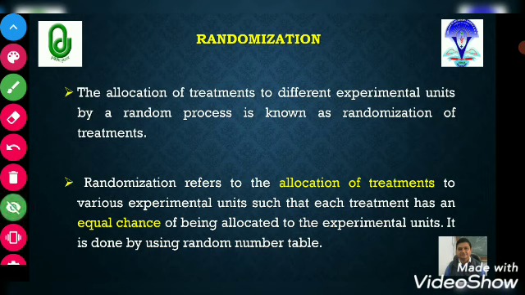The next principle is randomization. What is randomization? Randomization of what? Randomization in allocation of treatment. So the main thing is treatment. In an experiment you are seeing the effect of treatment. So how are these treatments allocated to different experimental units? You know what I mean by experimental unit. The allocation of treatment to different experimental units by a random process is known as randomization of treatment.